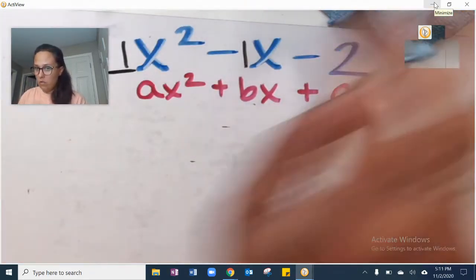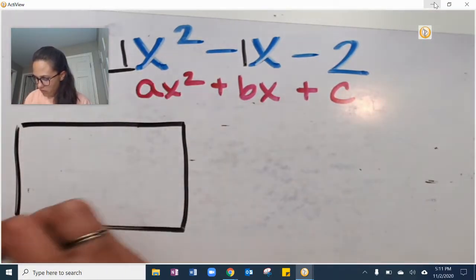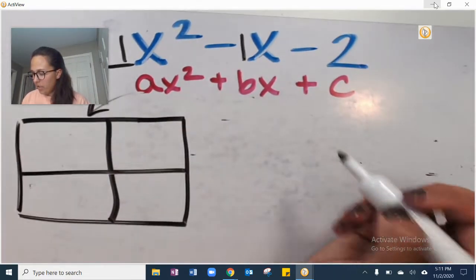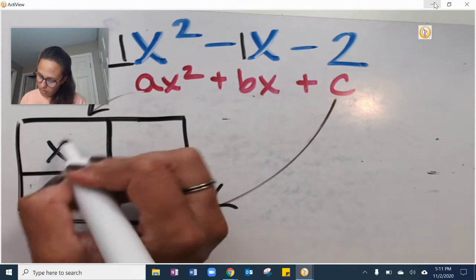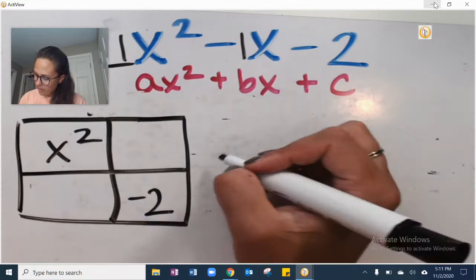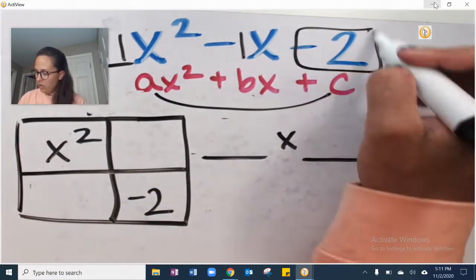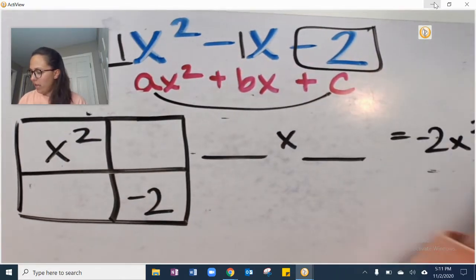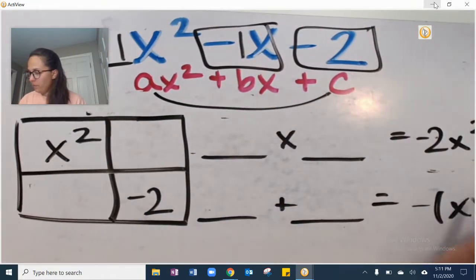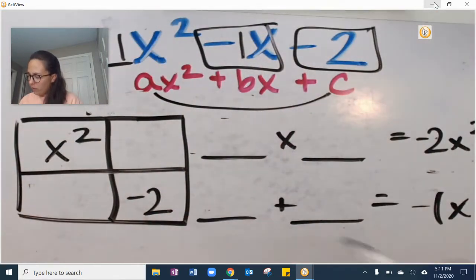So if we factor, we're going to start with putting our ax squared term here and our c term here. So x squared and negative 2. And then we want to figure out what multiplies to these two terms. So negative 2 times x squared is negative 2x squared. And then what adds to negative 1x. So again, we know there's always x's. I like to write those so I don't forget.